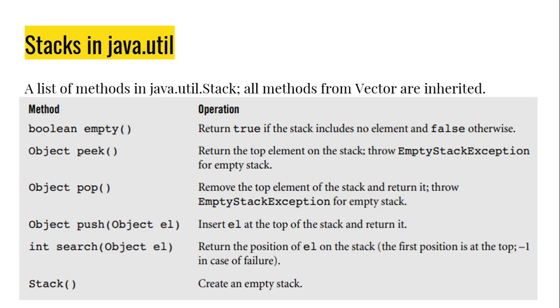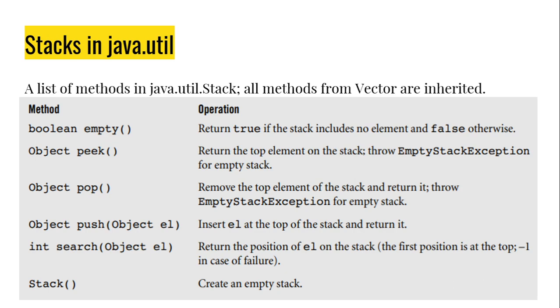These are the methods of our stack in java.util. They reflect the common operations of our stack. We have here empty, which reflects isEmpty. It will return true if the stack includes no element, and false if there is an element inside the stack. Then we have peek. The peek method in java.util stack will return the topmost element. It will not remove the topmost element.